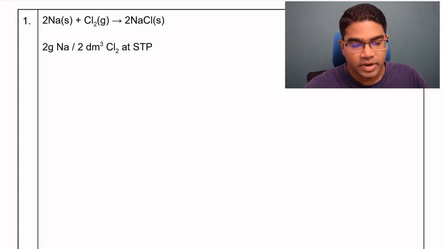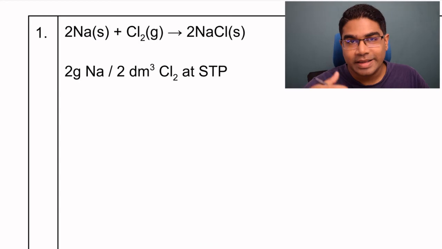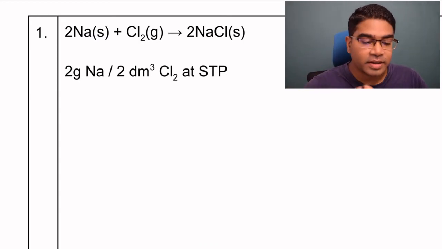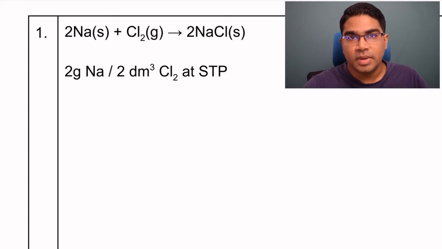We have sodium reacting with chlorine gas to form sodium chloride. When we are dealing with any calculations in chemistry, we must begin by ensuring that the chemical equation is balanced, because a balanced chemical equation will tell us the mole ratios of the reactants and the products. But if it is not balanced, then we cannot obtain the mole ratio.